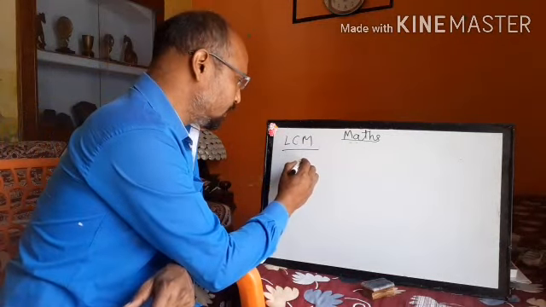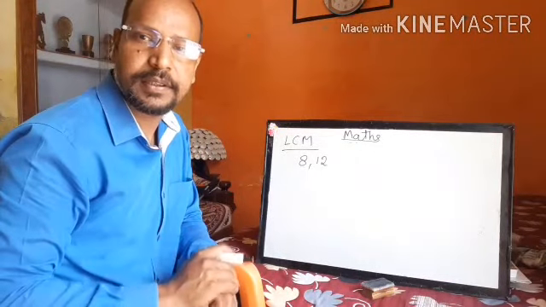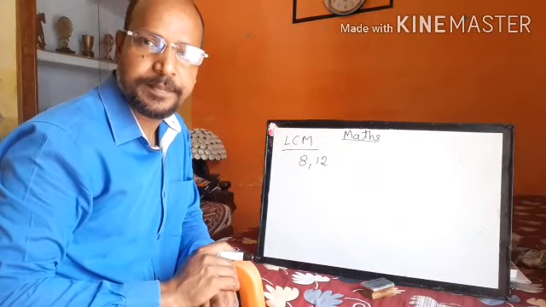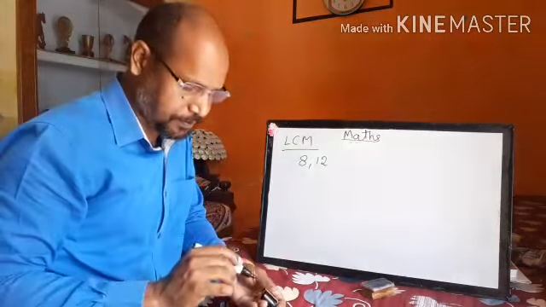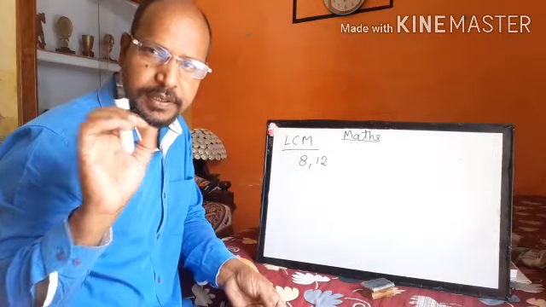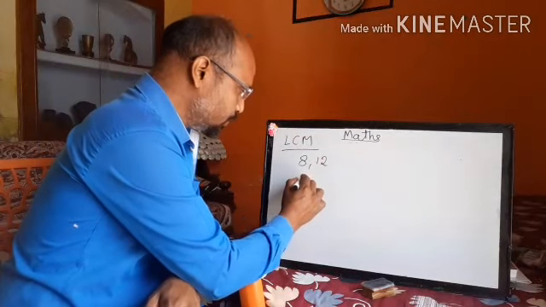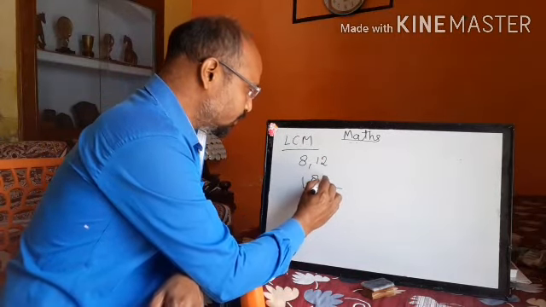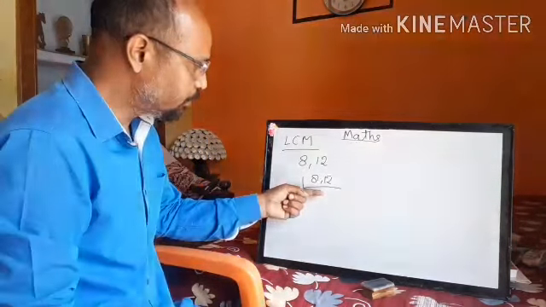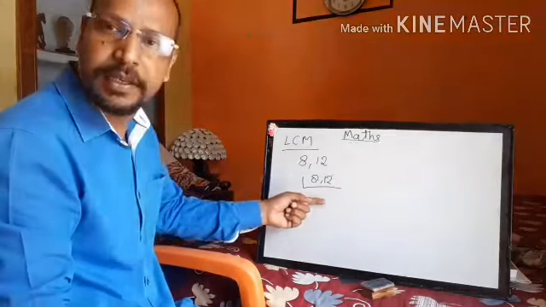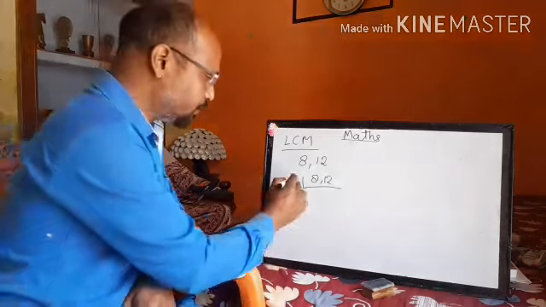For example, I have 8 and 12, and I am going to find the common multiple. Here the division of these numbers by prime numbers is quite different from the HCF. Just watch. Put the 8 and 12 together for the division, right? Now find by which number these two numbers are divisible. Both are divisible by 2, so let's start with 2.